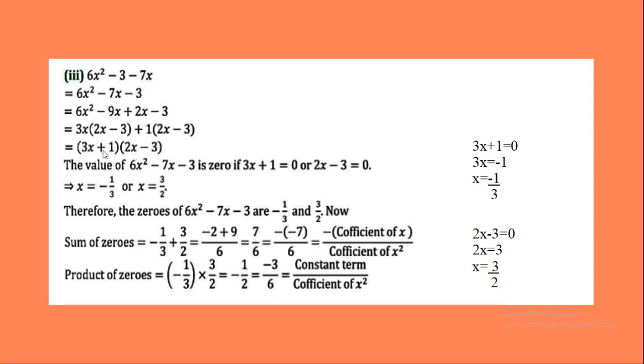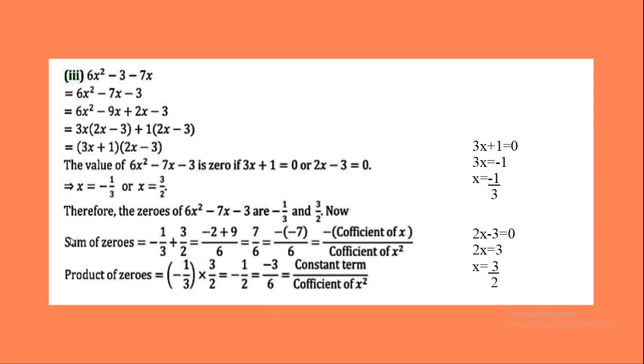That is, when 3x plus 1 equal to 0 and when 2x minus 3 equal to 0, the value of this polynomial will be equal to 0. 3x plus 1 equal to 0 means 3x equal to minus 1, and that is x equal to minus 1 by 3. And 2x minus 3 equal to 0 means 2x equal to 3, that is x equal to 3 by 2. That is when x equal to minus 1 by 3 and when x equal to 3 by 2, the value of this polynomial will be equal to 0. So we can say that the zeros of this polynomial are minus 1 by 3 and 3 by 2.